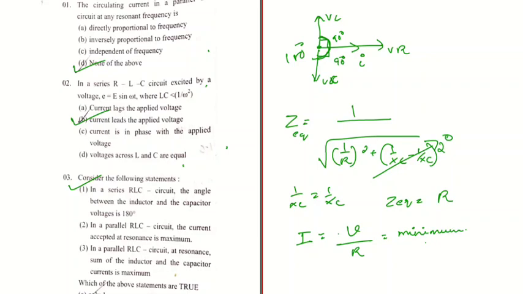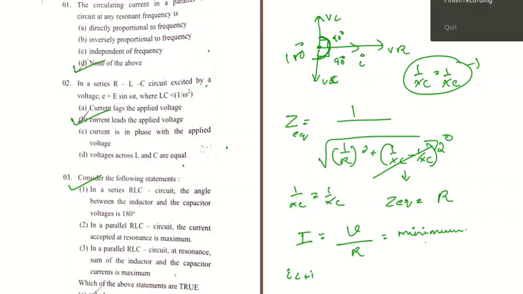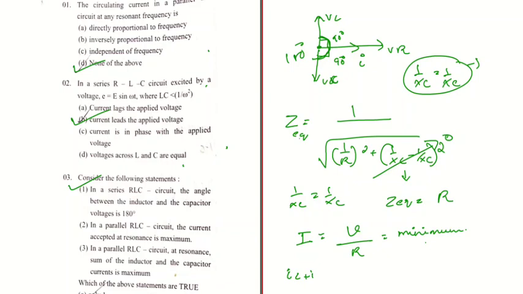And the next one is this: in a parallel RLC circuit, at resonance, the sum of inductor and capacitor current is maximum. The sum of inductor and capacitor current in a parallel RLC circuit at resonance is actually in the opposite direction. That means 1 by XL equals 1 by XC, so those two will act as open circuited. There is no equivalent resistance in a parallel RLC circuit.